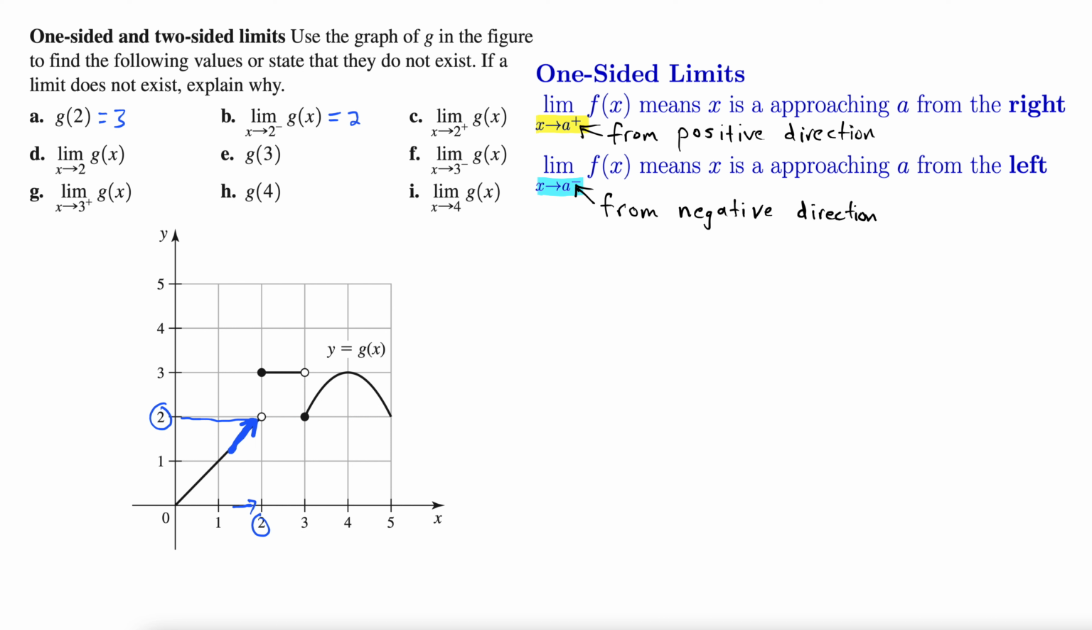For part C, let's see what happens as x approaches 2 from the right. And I know it's from the right because we have this positive direction here. This positive superscript means we're coming in from the positive direction. That's from the right.